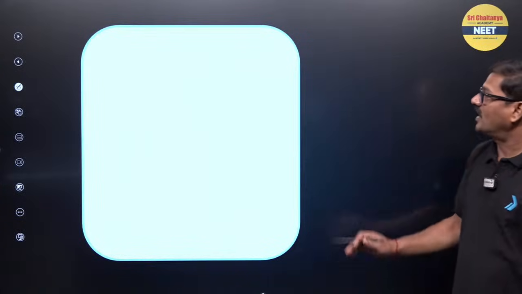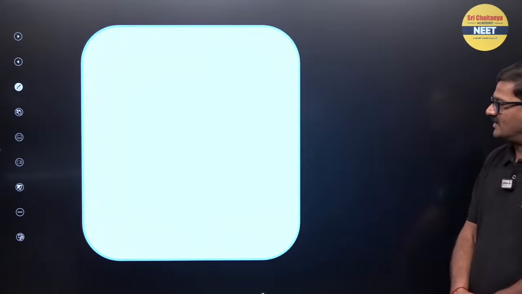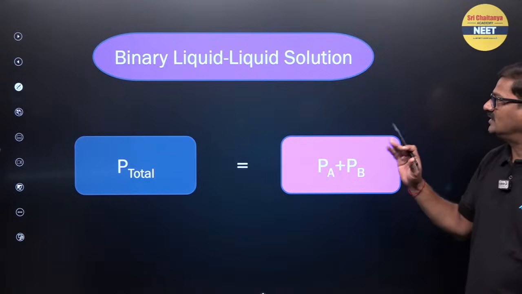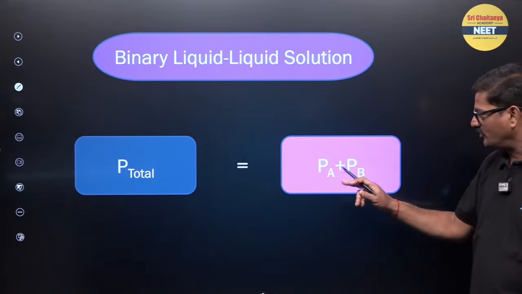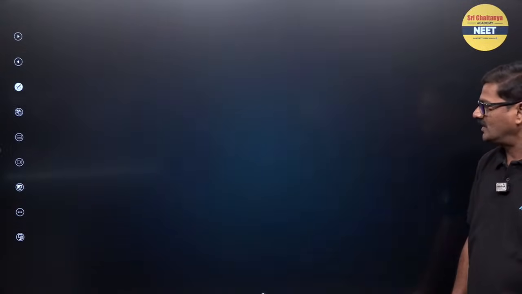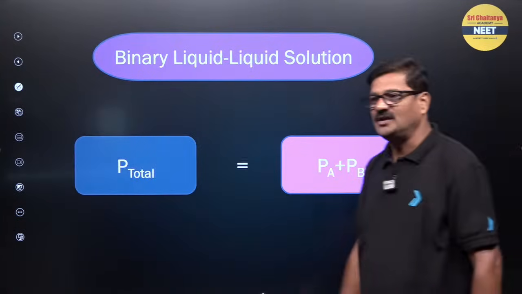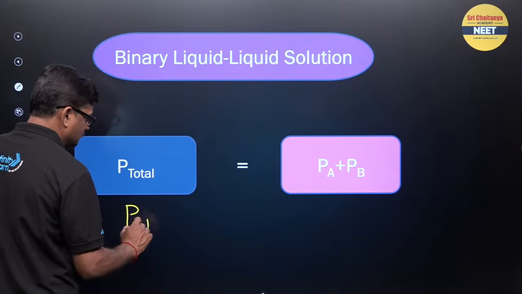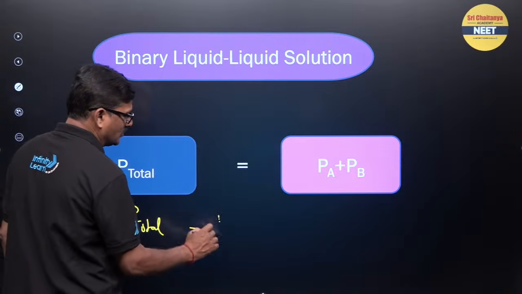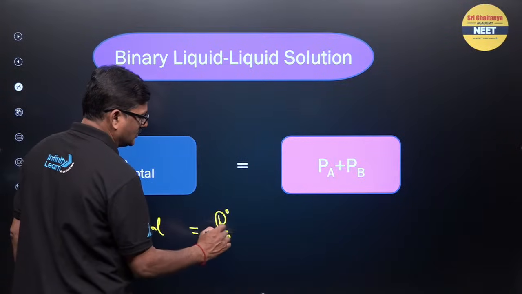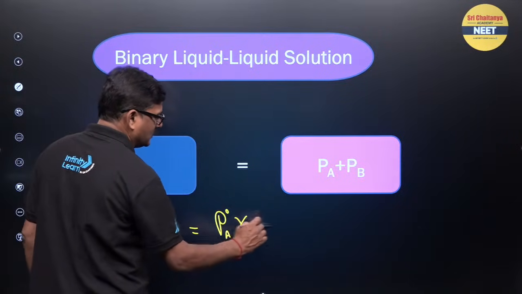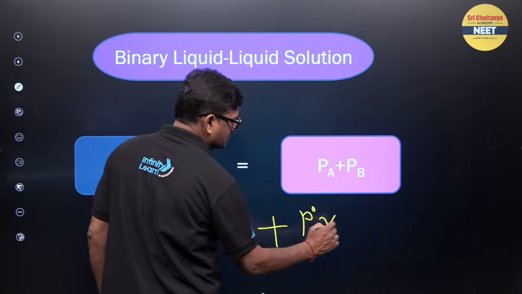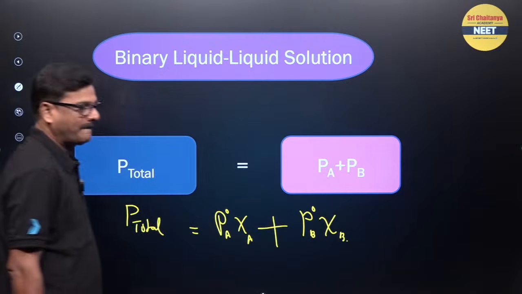And let us talk about the ideal solution. What is this ideal solution? For a binary liquid solution, P total is equal to PA + PB. So I mean to say P total is equal to P°A mole fraction of A plus P°B mole fraction of B.